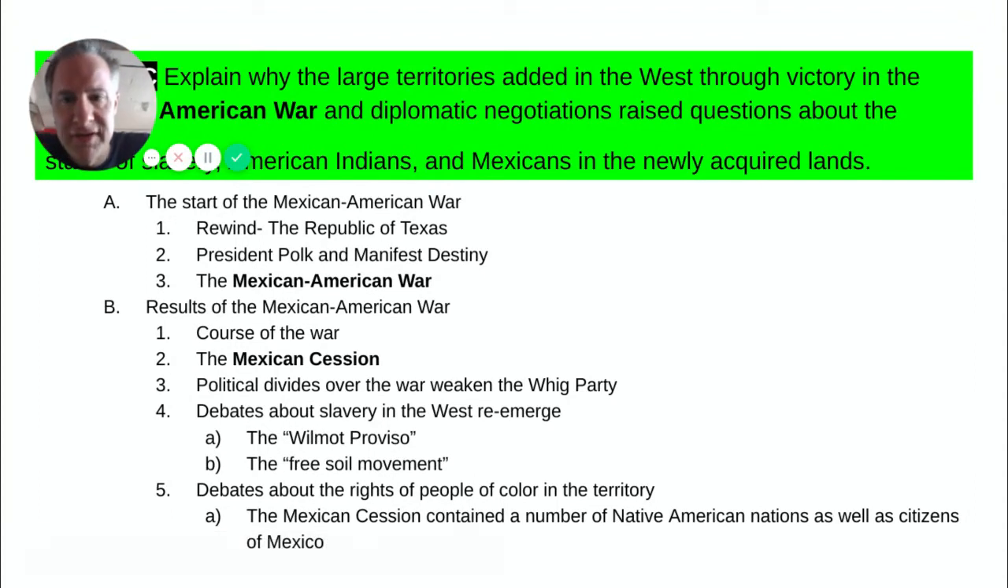So let's start off and talk about the start of the Mexican-American War, which took place in 1848. So we're going to rewind back to the time of Andrew Jackson. And if you remember, the Republic of Texas was originally part of Mexico. They invited Americans to move in and settle there, and eventually those Americans led a revolution. Texas became an independent country called the Republic of Texas, and initially it was not allowed to join the United States, but after about a decade, it was added to the Union.